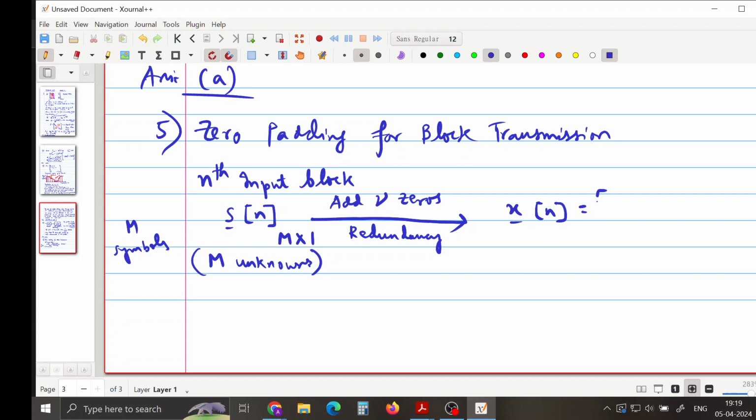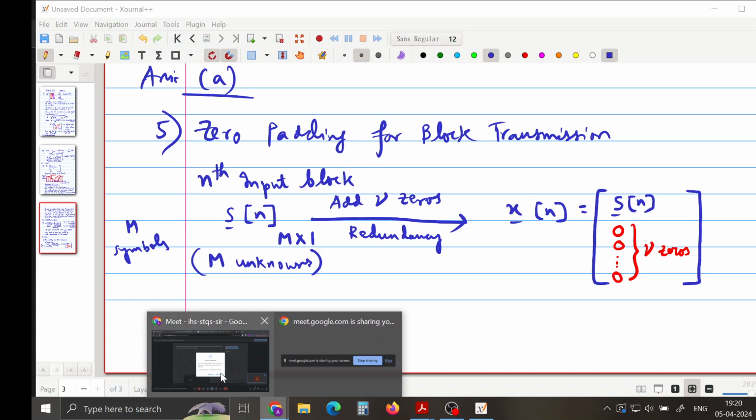So what essentially you are doing is you have this s of n and you are adding zeros. Let me use some other color for that. 0, 0, so until 0. So these are mu zeros. So this is actually the vector which is transmitted through the channel now.